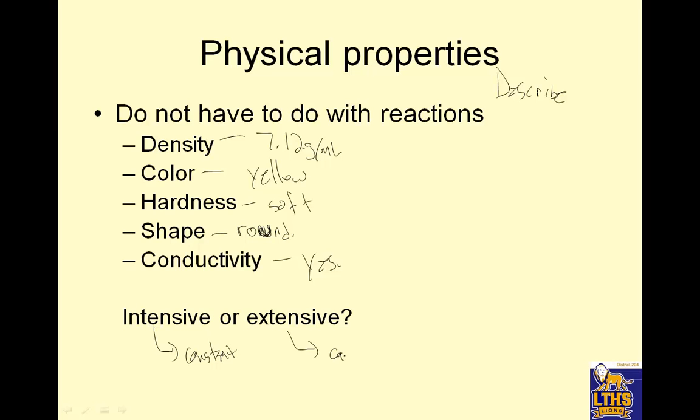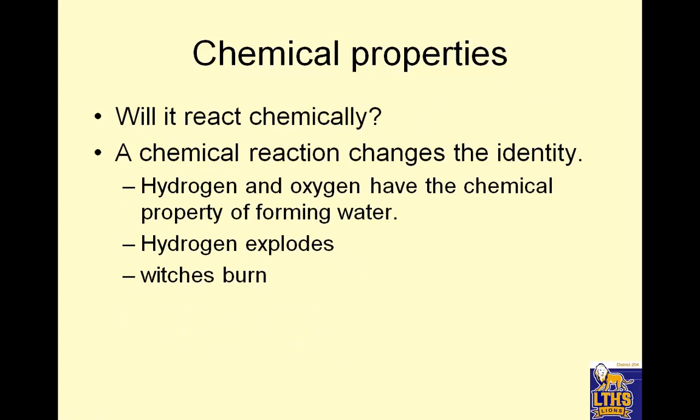Extensive can change. So you can change this and it's still gold. Density, remember, is an intensive property. Right? All gold has that density. All gold is yellow. All gold is soft. Is all gold round? Nope. That's extensive. Does all gold conduct electricity? Yes. So shape and size is another example of an extensive property.